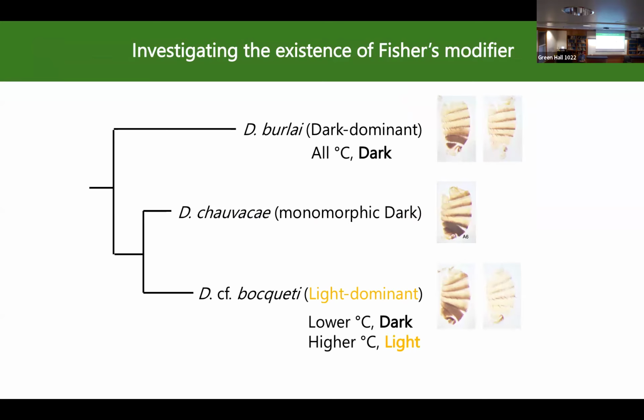So actually they appeared in the previous part of my presentation. The blue line, the dark dominant species, shows the dominance of the dark allele at the lower temperature. And Bocchetti, the light dominant species, shows the dominance of the dark allele at the lower temperature and the dominance of the light allele at the higher temperature. And this species, Shobaka, shows an almost robust dark phenotype under all developing temperatures.